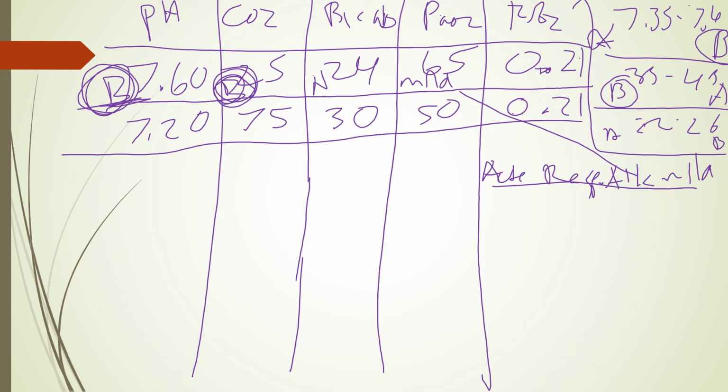Whew, deep breath. All right, 7.20 is acidic. So overall, I have an acidosis, right? ACID. I have an acidosis. CO2 of 75, that's acidic. Bicarb of 30, that's basic. PaO2 of 50, that's moderate hypoxemia on room air, right? Okay.